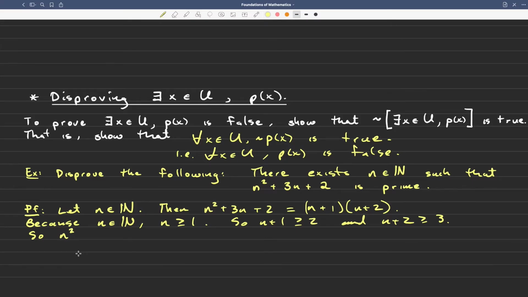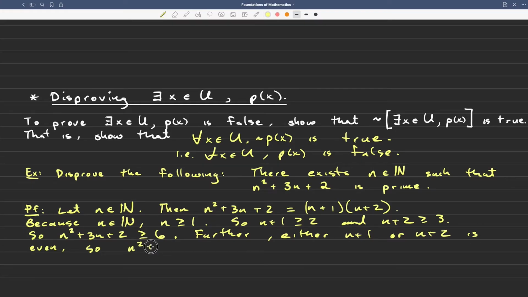Well, we happen to know that the only even prime number is 2. So at this point we know n squared plus 3n plus 2 is greater than or equal to 6. And further, either n plus 1 or n plus 2 is even.